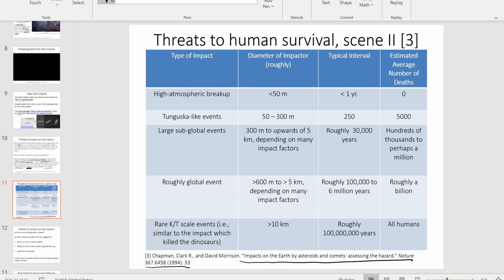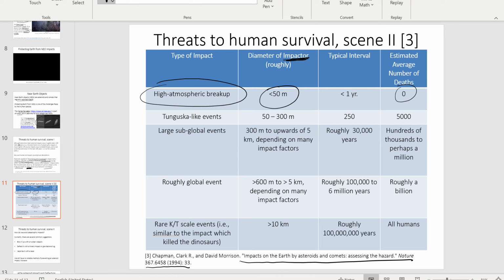I do want to say that there are asteroid impacts all the time, every single day, but the vast majority of them are completely harmless because we have an atmosphere. And so if the asteroid or comet or impactor, as they call it, has a diameter less than about 50 meters, then the estimated average number of deaths is going to be 0. It's going to really break up in the atmosphere. And these occur all the time.